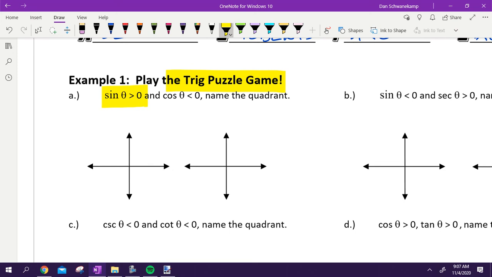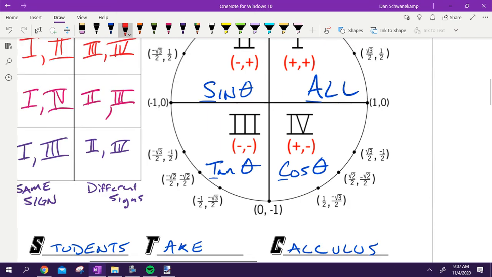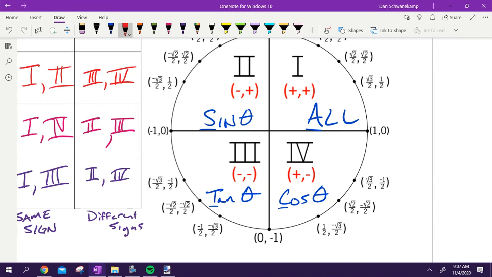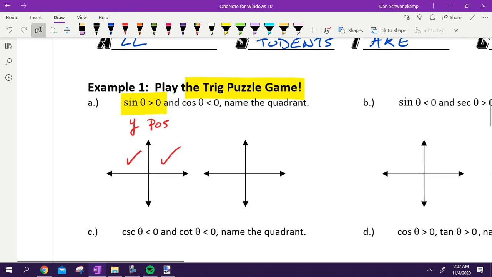So you can do the "all students take calculus" thing if you would like to. I don't do that. When we think sine, what does sine mean? Y over r, and my radius is always positive. So my y has to be greater than 0. If it's greater than 0, that means positive. Which direction am I moving if my y is positive? Up. So the 2 quadrants I'm looking for are 1 and 2. Okay? We could have made that decision. All of them in 1 and sine in 2. Same thing. Cool. That's the first clue.